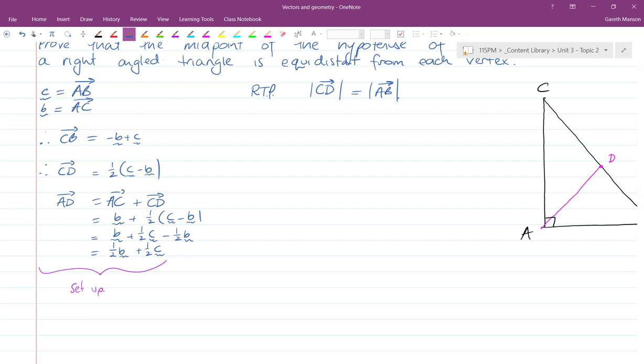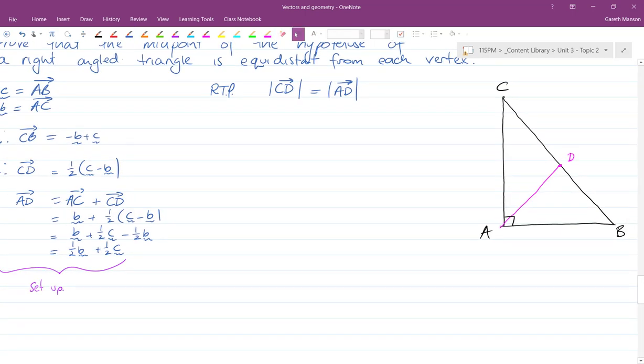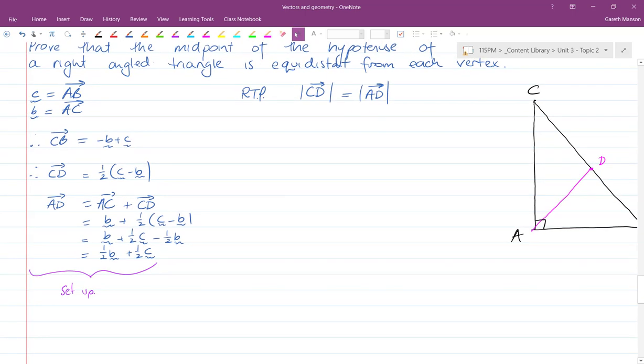Oh, I said AD, didn't I? I just wrote something different. So CD is equal to AD, that's what I want to prove. I know my CD, so that's equal to the magnitude of a half C minus B. And I know my AD, which is equal to a half B plus C. Now, is this going to work out?